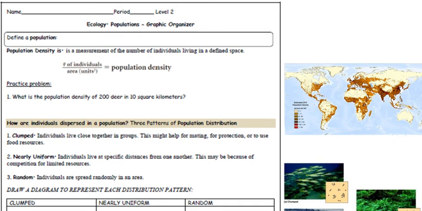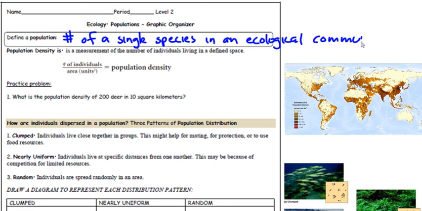First off, just the definition. So a population is just the number of a single species in an ecological community. So one type. That's all we're concerned with. Population density. Now this is a measurement of how many are in a specific area. So you take the number of individuals, you divide it by the area, and that is your population density.